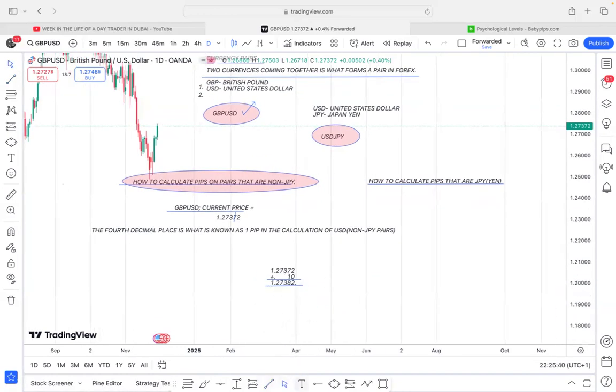Let me use another example. Let's say we're going to add one pip more to it. Let me type it out. You're going to be having plus 10, which is going to give us 1.27392.